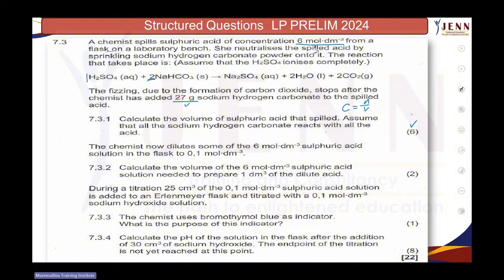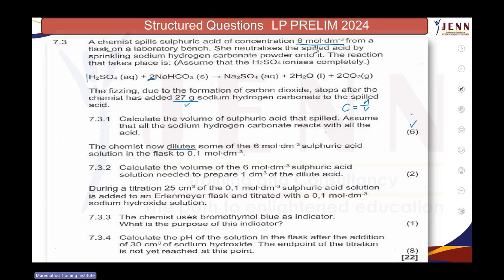The chemist now dilutes some of the 6 mole per decimeter cubed sulfuric acid solution in the flask to 0.1 mole per decimeter cubed. Now, the chemist dilutes. You see, it's changing concentration. That means dilution increases volume. Right. And the concentration now becomes 0.1 mole per decimeter cubed. Calculate the volume.